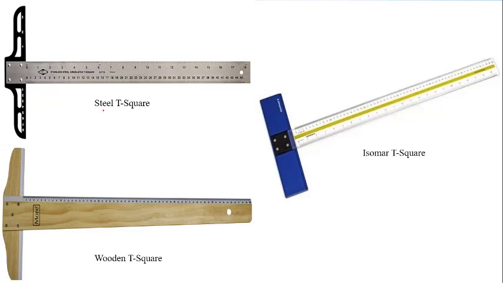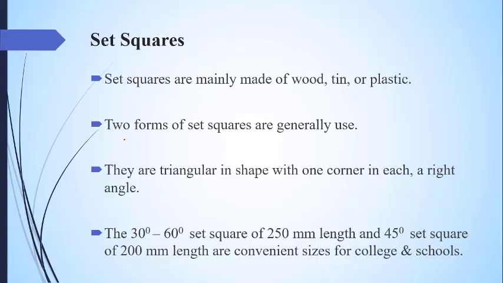These are the different types of T squares. For example, here you can see a steel T square. This one is known as a plastic or isomer T square, and this one is a wooden T square. Any one of you can use any kind of T square, whether it is wooden, steel or isomer. It depends upon you. Now coming to the set squares: what are set squares?